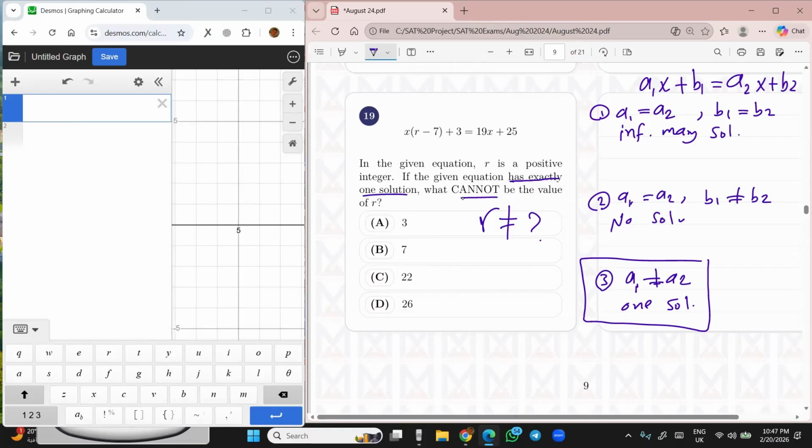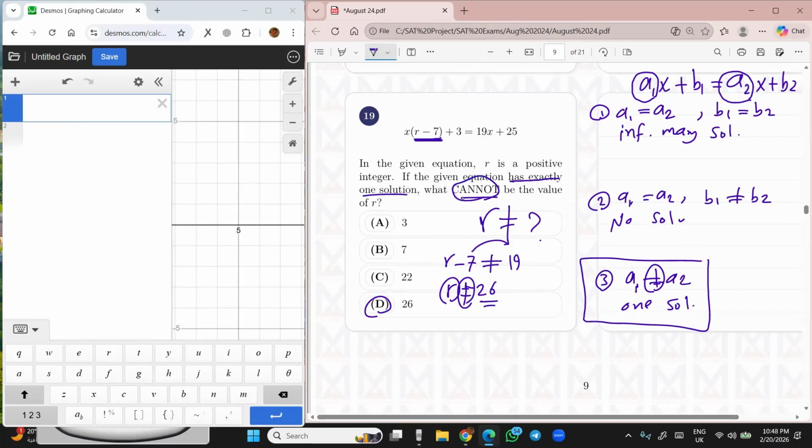What is a1 and what is a2? a1 is the coefficient of x on the left side, and a2 is the coefficient of x on the right side. So r − 7 is the coefficient of x on the left side, and it must not be equal to a2, the coefficient of x on the right side, which is 19. Now we can just move the 7 to the other side. r is not equal to 19 plus 7, which is 26. So r cannot be equal to 26, which is our answer.